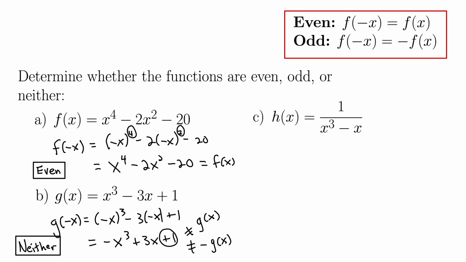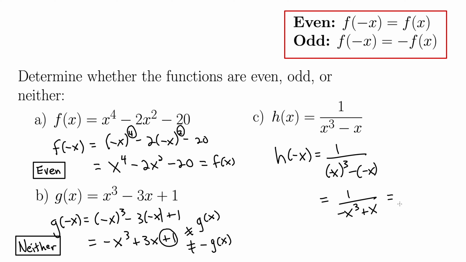Moving on to part C, we have h of x equals 1 over the quantity x cubed minus x. So hitting it with our test again, we have h of negative x equals 1 over the quantity negative x cubed minus negative x. Okay, well this simplifies to 1 over negative x cubed plus x. So let's factor a negative out to the front here. This becomes negative 1 on the top over x cubed minus x, which is simply all minus h of x again. Okay, well that is our definition of an odd function. So for part C we have odd.